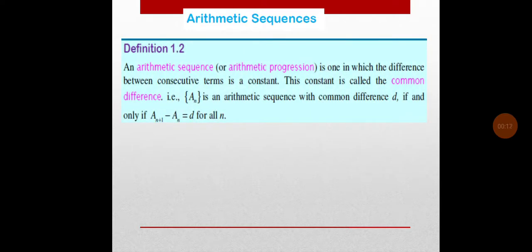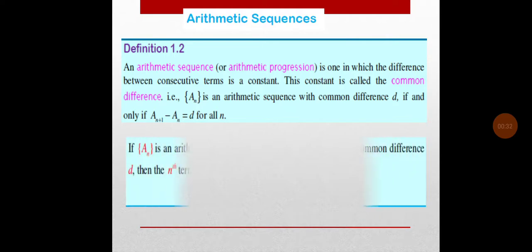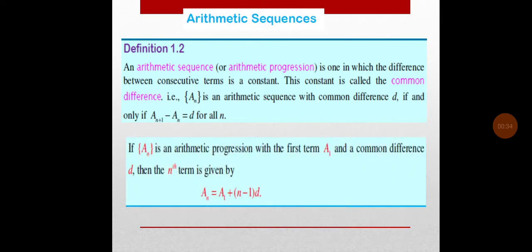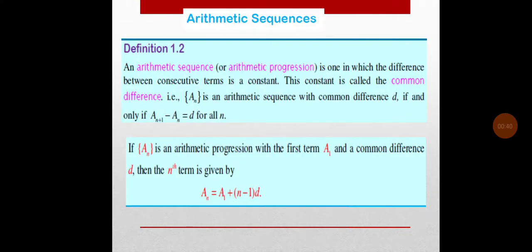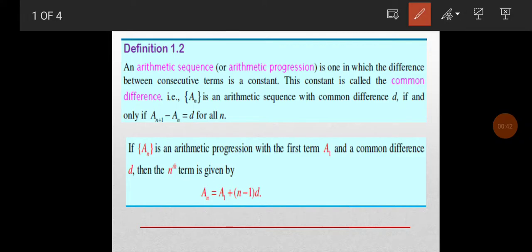So the definition of arithmetic sequence, or we call it arithmetic progression, is a sequence in which every term differs by a constant. Every consecutive term will differ by a constant. This constant number we call d. So to find the nth term of an arithmetic sequence, we can use the formula an is equal to a1 plus n minus 1 times d.